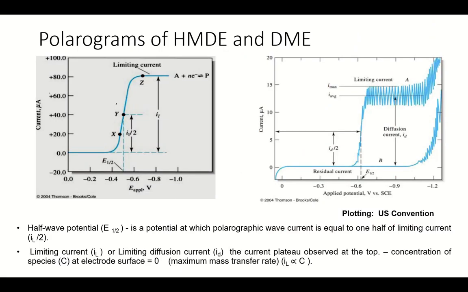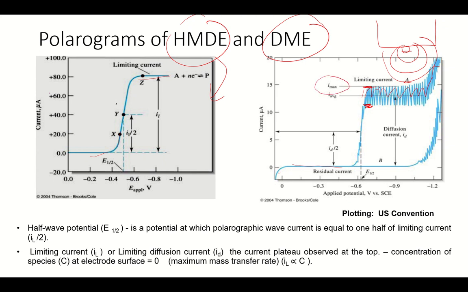Okay, so you will plot for HMDE. So this is the plot. It's a smooth curve or polarogram. For dropping, we'll see a ripple or fluctuation of current. There is a small current, the maximum current, minimum current, maximum, because it starts with the smallest drop and becomes bigger. So this is the smallest current and this is the biggest current. So you can use the value at the plateau. Okay, plateau here. So you want to know the IL, the limiting diffusion current.